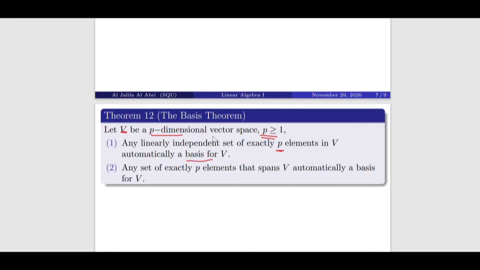Part 2: any set of exactly p elements that spans V is automatically a basis for V. نفس الحالة لما آخذ p elements that span V على طول this one is a basis. إذا this one ما يحتاج proof. كل ما أخذ set تنطبق عليها 1 or 2 so it is a basis directly.